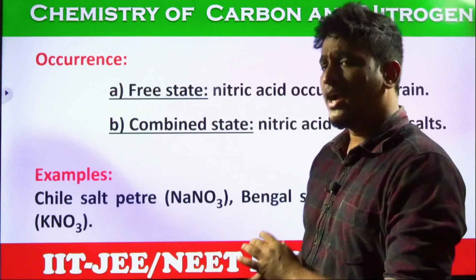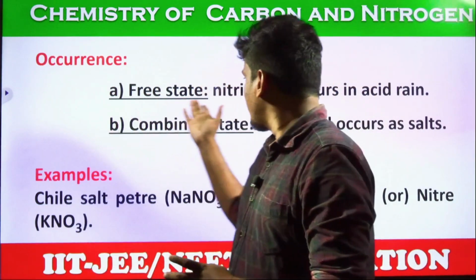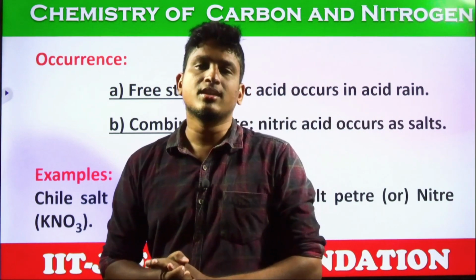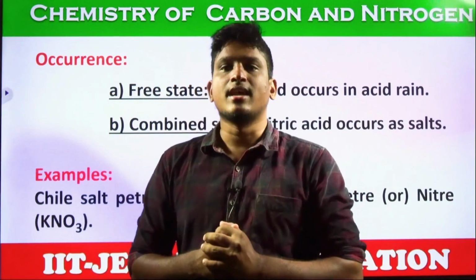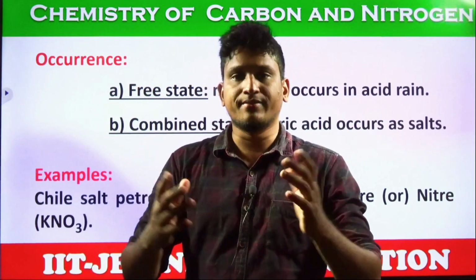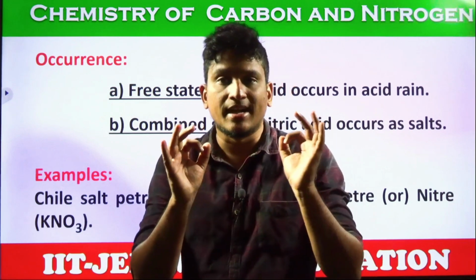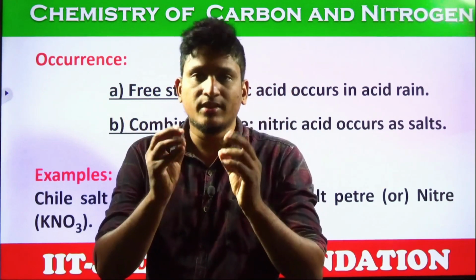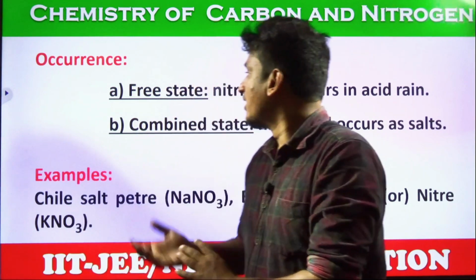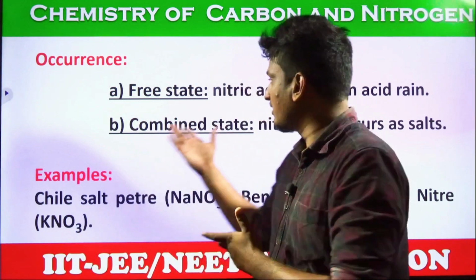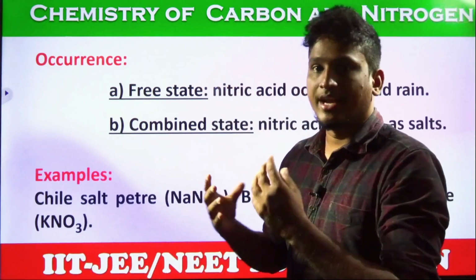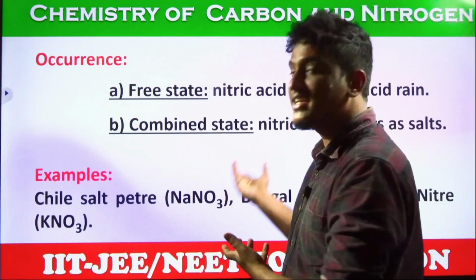So occurrence, how it is available. In the free state, nitric acid occurs in acidic rain. Like we discussed in the previous video, students, the nitrogen dioxide gas which is in the atmosphere reacts with excess oxygen and the water vapor H2O, and it produces nitric acid. This nitric acid in combination with rain falls down as acid rain. So nitric acid is available in the free state, in the sense that in the air it is available associated with rainwater, called acidic rain.